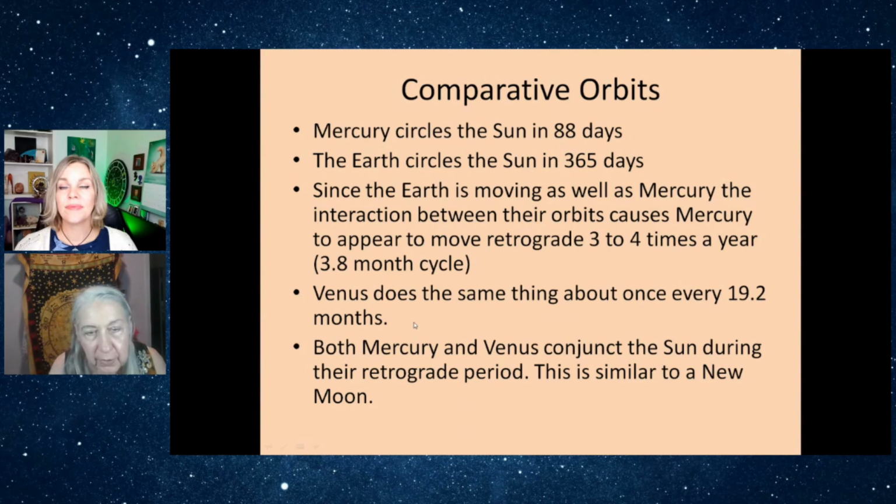So both Mercury and Venus conjunct the sun during their retrograde periods. This is when a planet conjuncts the sun in its cycle around the Earth. This is like a new moon, like when the sun conjuncts the moon, that's a new moon. It's the start of a cycle.